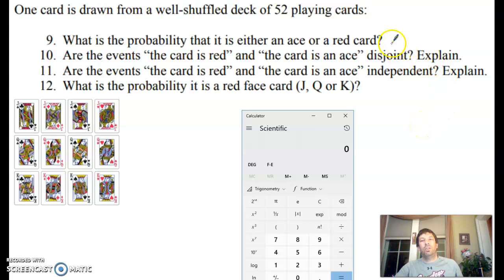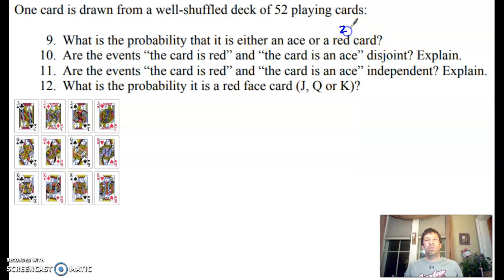Well, remember there are 52 cards in a deck. Of those 52, 26 of them are red. So 26 out of the 52 are red, and every suit has an ace, so there are 4 aces. So at first glance you might think that the probability is 30 out of 52. Okay? However, you would be counting the ace of hearts and the ace of diamonds as an ace and as a red card, so you'd be counting them twice.